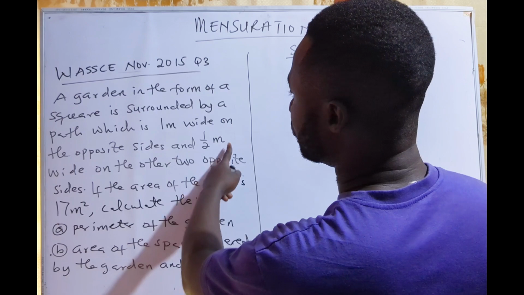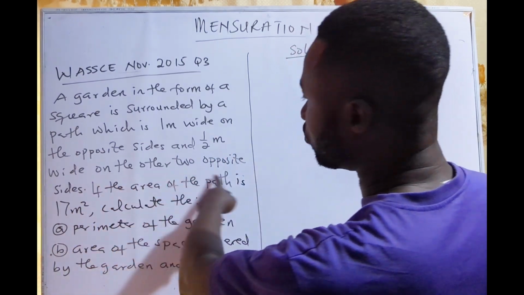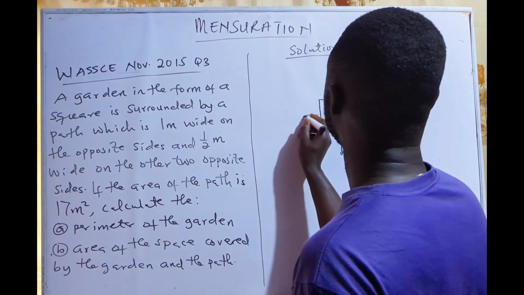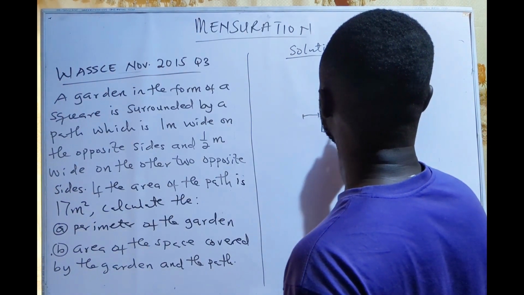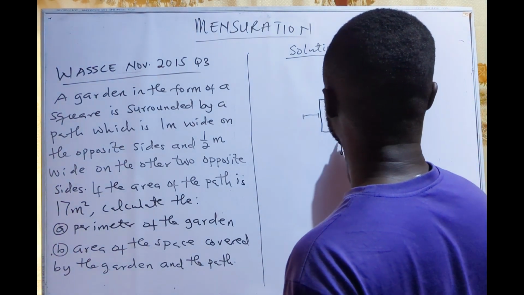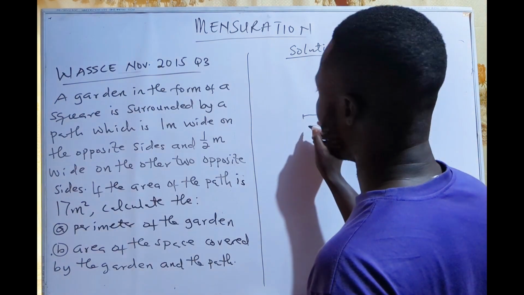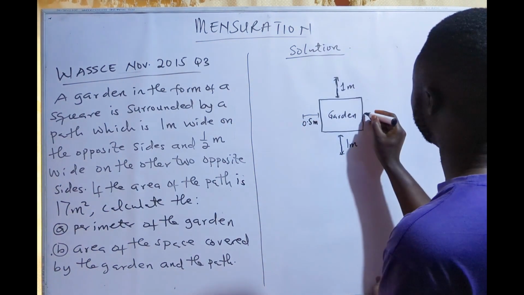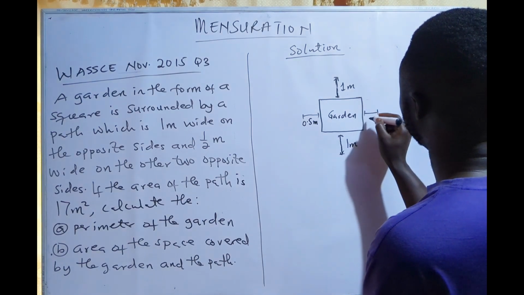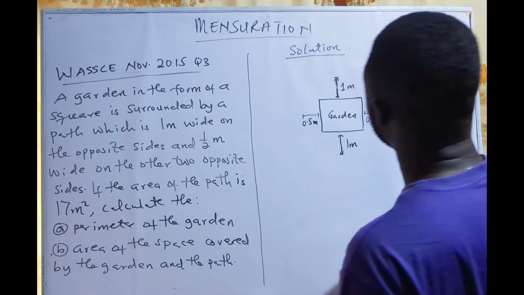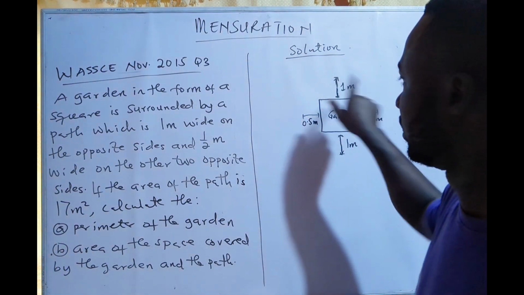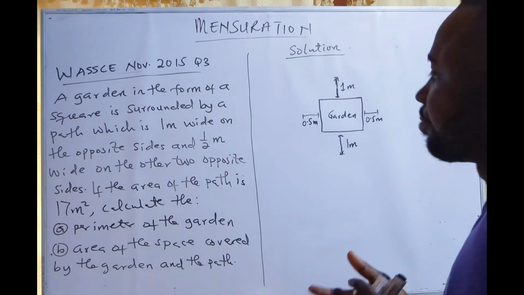And 1/2 meters wide on the other two opposite sides. So the other two opposite sides, to this particular side, let's say the path is what? 1/2 is 0.5, so let's put it in decimal. 0.5. And this side too, the path is 0.5 meters. Alright, so you see how the path is. It's surrounding the garden.